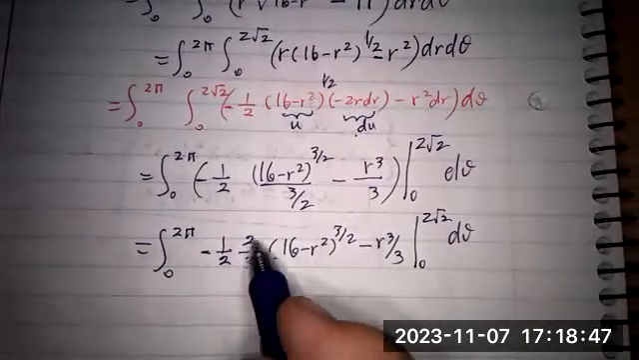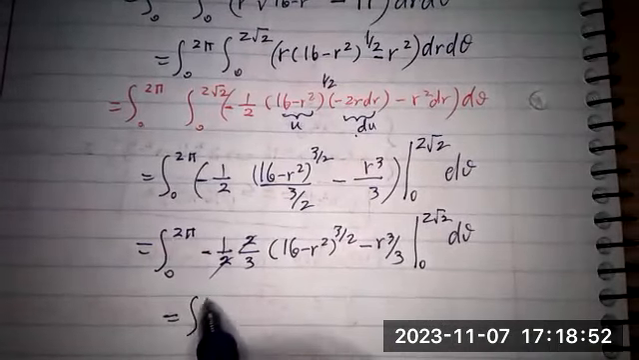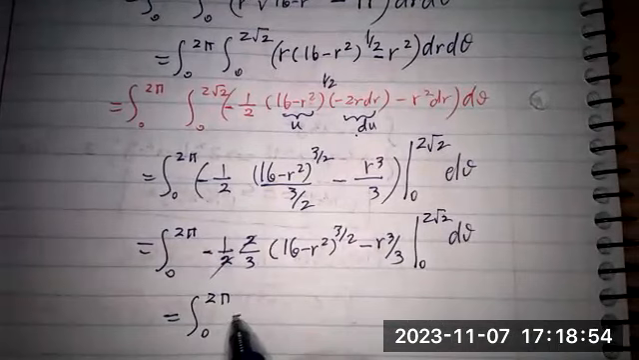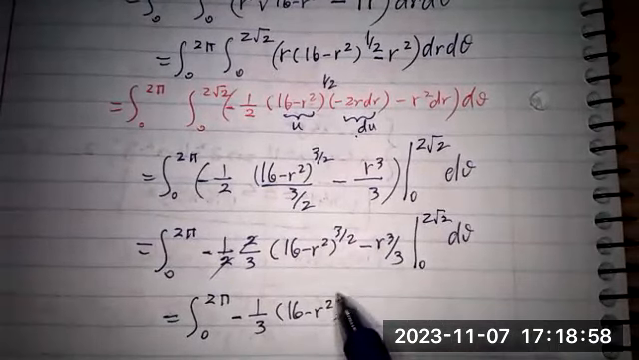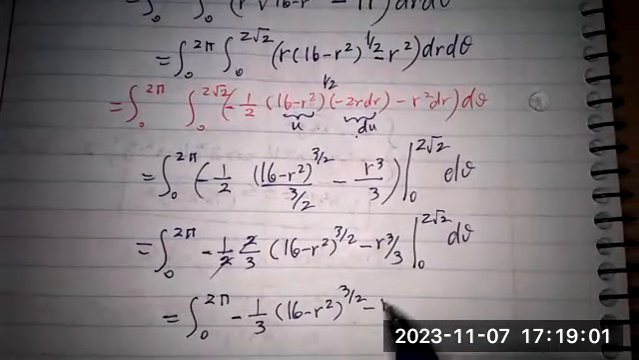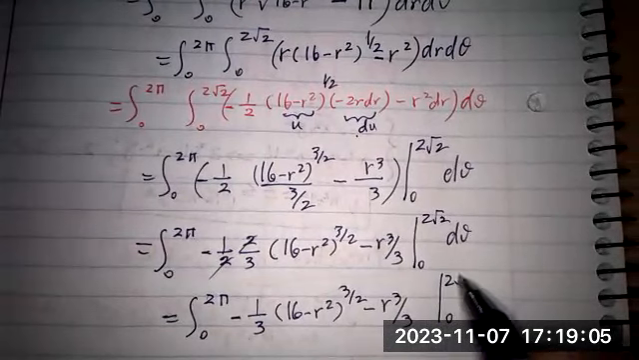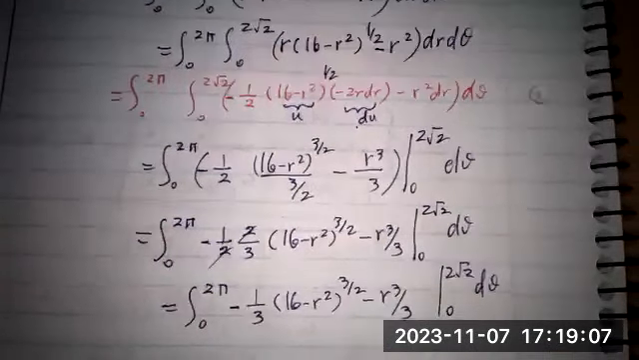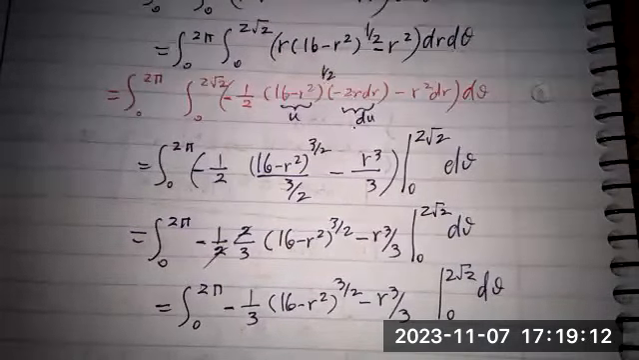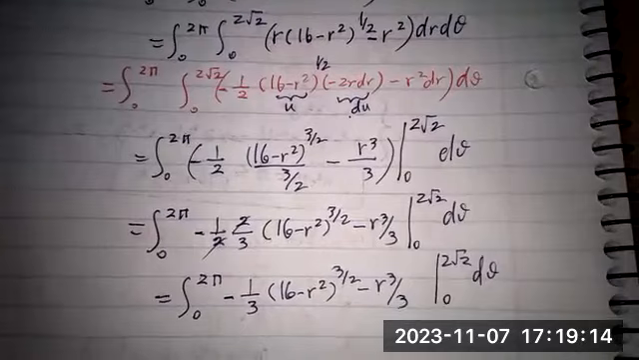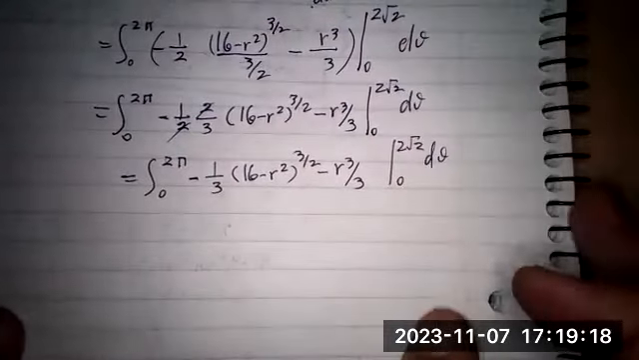So these two would cancel out. It's a negative 1/3, so it's going to be 0 to 2 pi, negative 1/3 times (16 minus r squared) to the 3/2 minus r cubed over 3, and this is going from 0 to 2 radical 2, d theta. Okay, then you have to substitute these numbers and work on this patiently to get the final answer, because of that radical.